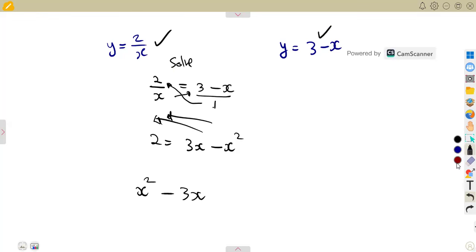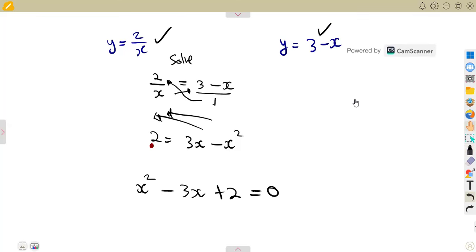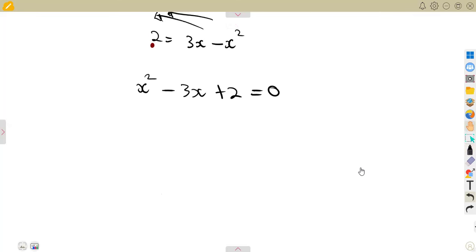All right, there was a plus 2 here on the left-hand side. That's equal to 0. So to solve this, we can apply our factorization method. You can also use the formula.